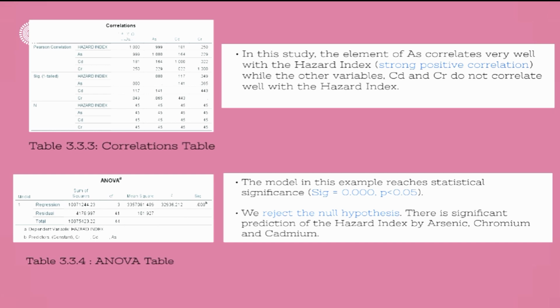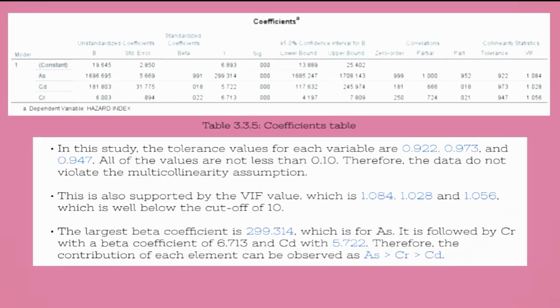In order to assess the statistical significance of the result, we interpret the result labeled ANOVA. As the model in this example reaches statistical significance, we reject the null hypothesis. There is significant prediction of the hazard index by arsenic, chromium, and cadmium. Lastly, by referring to the output box called coefficients, we are able to know which of the elements included in the model has contributed to the prediction of the hazard index.